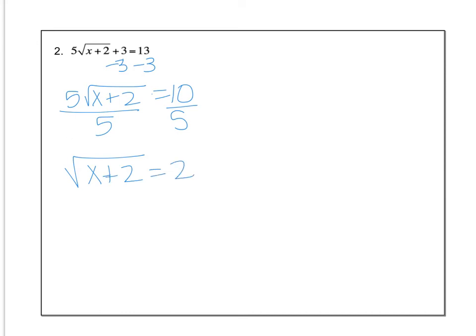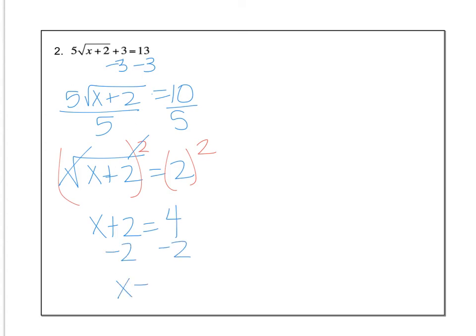And now I need to get rid of the square root since that's on the outside of the problem. I unwrapped everything else. So to get rid of that, I square both sides. Cancels out the radical on the left. I have x plus 2 left. 2 squared is 4. And then I just need to finish solving here. Subtract 2. X is equal to 2.